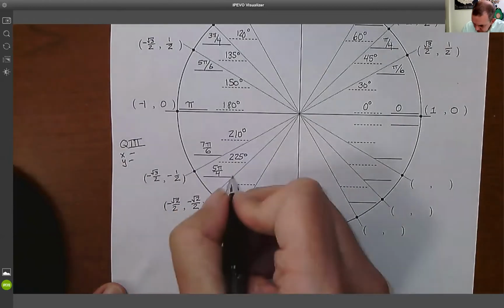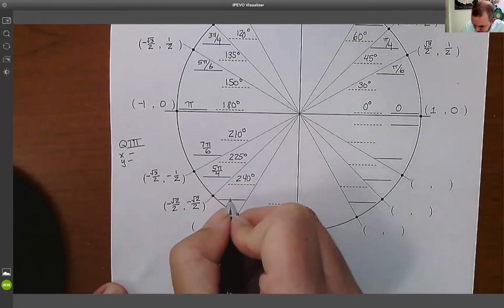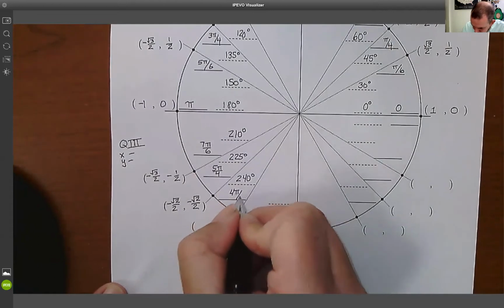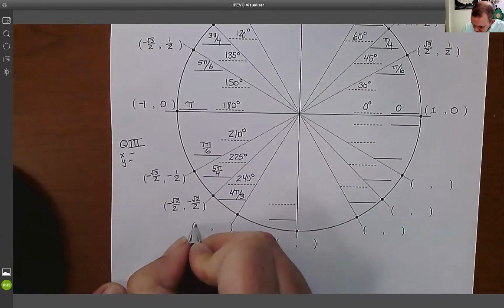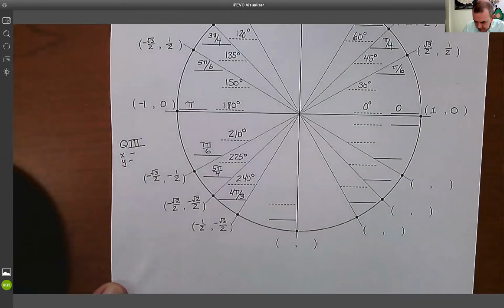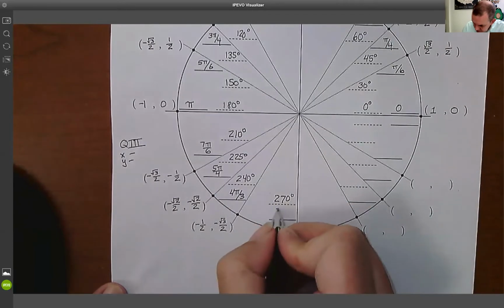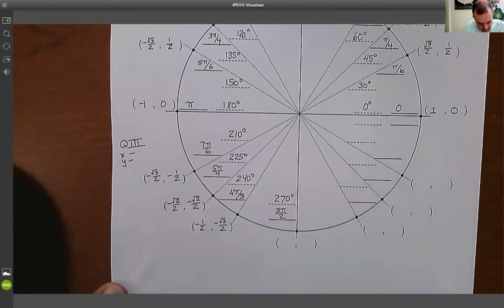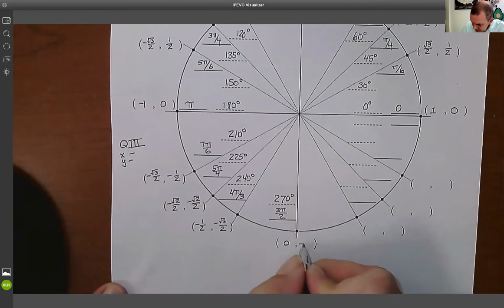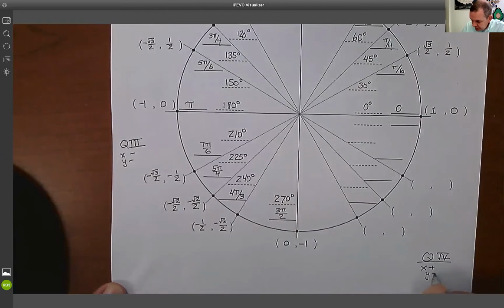Our next one is going to be 240 degrees. And this is going to be 4 pi over 3 radians. This is negative 1/2, negative root 3 over 2. And this last one to finish off quadrant 3 is 270 degrees, which is going to be 3 pi over 2. And that's going to be 0, negative 1. And now we're moving on to quadrant 4. And quadrant 4 is where my x's are positive and my y's are negative.